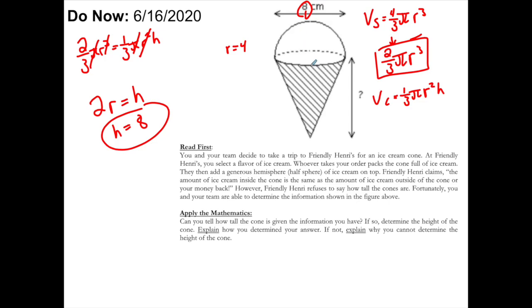Plugging back in, if I do 2/3 times pi times 4 cubed, I get about 134.04. And if I do 1/3 times pi times 4 squared times 8, I get the exact same thing. So I can confirm that when I plug in, it's actually the same down to every single digit on my calculator, which confirms that the cone volume and the hemisphere volume is exactly the same.